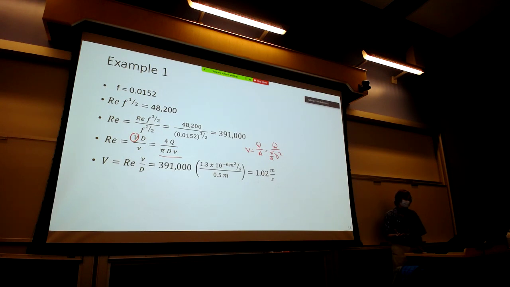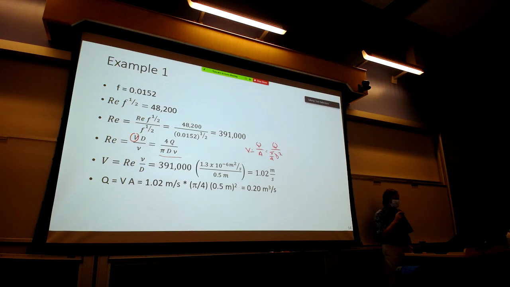And that gives us a velocity of 1.02 meters per second. And then using continuity, discharge is equal to velocity times area. The velocity is 1.02 meters per second. Pi over 4 d squared gives us a discharge of 0.20 cubic meters per second. And again, that's what we were after. We were after the discharge. So that's one way of solving the discharge problem. I'm going to do this exact same problem two other ways.